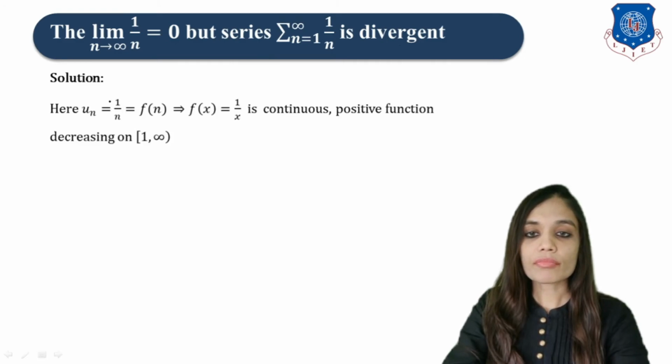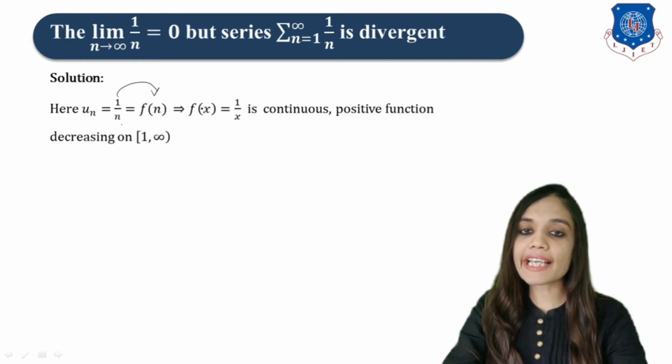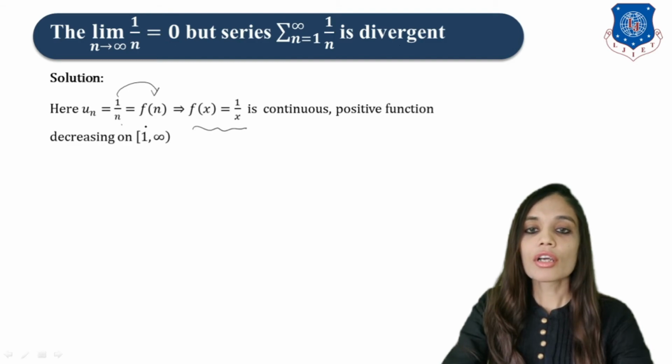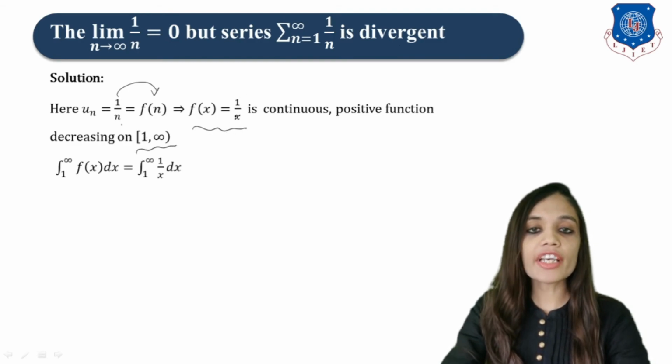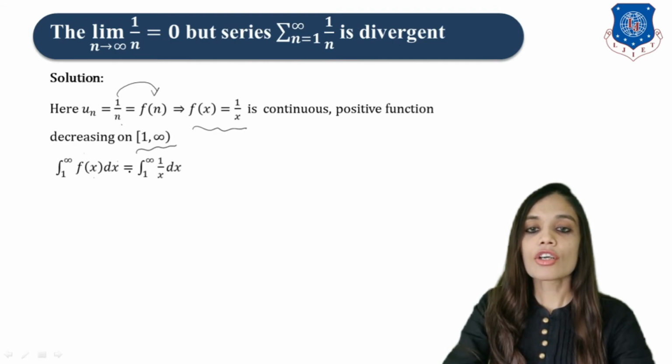So here we are given un as 1 upon n. So which can be written as f of n. Now replace n by x, so you will get f of x is equal to 1 upon x, which is a continuous positive function decreasing on closed one to open infinity, right? So again we will find integration 1 to infinity f of x dx. So this will be equal to integration 1 to infinity 1 upon x dx.